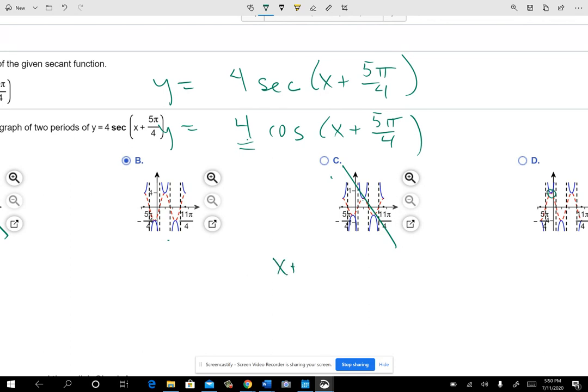Now I'm going to take the x plus 5 pi over 4, and I know cosine's period is between 0 and 2 pi. So a full cycle happens there, and what it typically looks like is this, right?